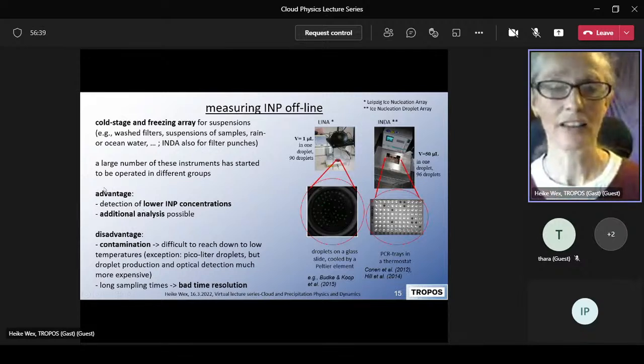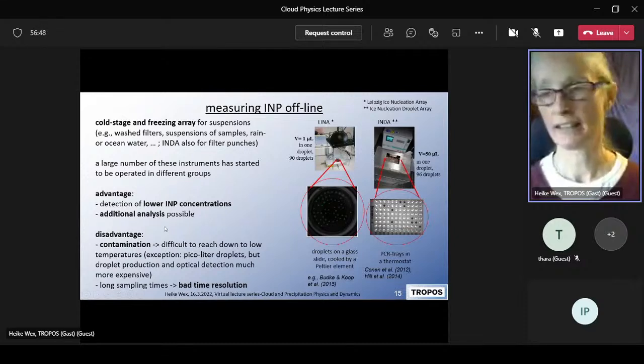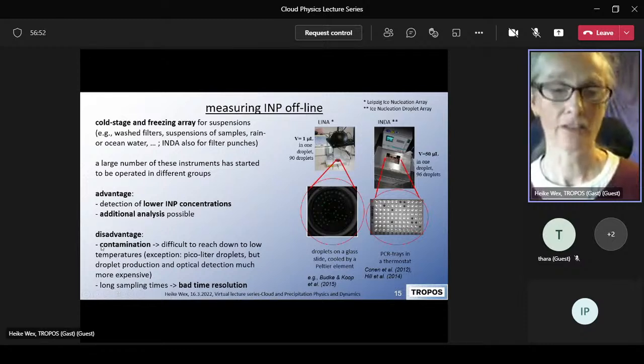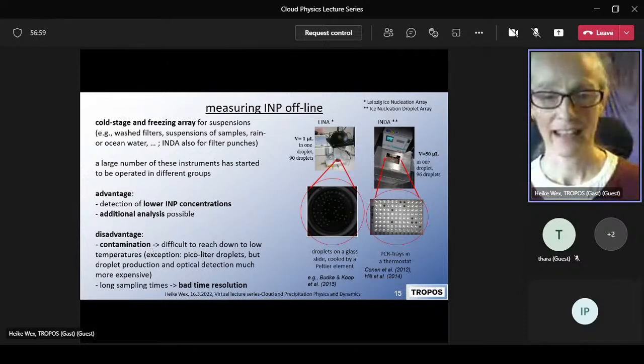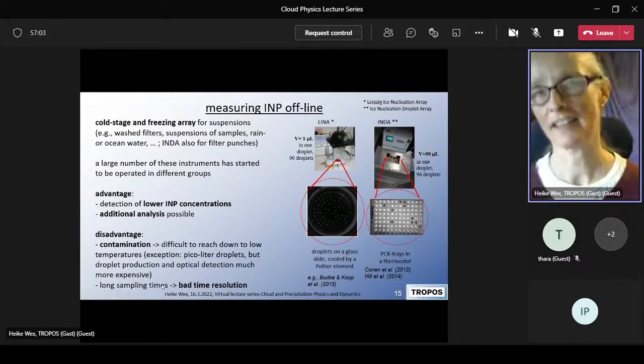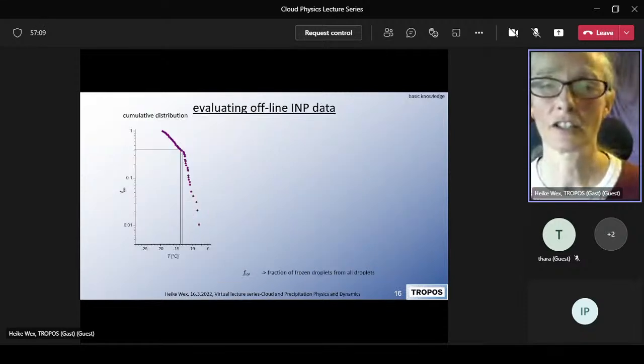So all in all, you have the advantage that you can measure low INP concentrations. You can also do additional analysis with the samples you have there. Even still in the tray, once they were frozen, you can still do stuff with it. But you have that contamination issue, and you can go down to smaller and smaller particles, but that causes other issues. And you have long sampling times. That's an advantage. You can get the more rare stuff, but you have a bad time resolution if you do that. So advantages and disadvantages.